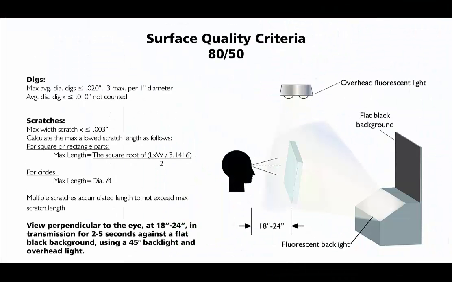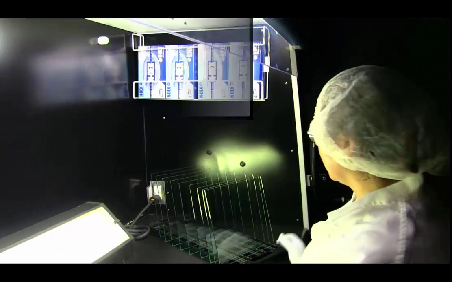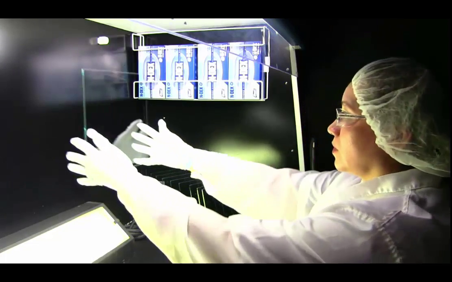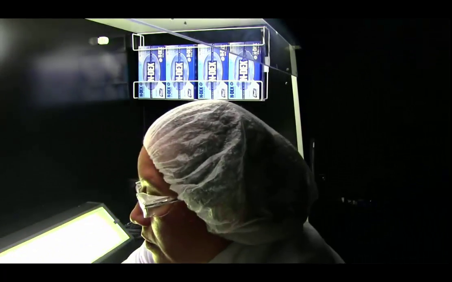8050 Surface Quality Criteria utilizes an overhead fluorescent diffused light source and rear 45-degree mounted fluorescent backlight and a flat black background. Parts are viewed perpendicular to the eye, 18 to 24 inches or arm's length distance in transmission for a period of 2 to 5 seconds. 8050 inspection begins by turning on the overhead fluorescent light and rear fluorescent backlight. The fluorescent backlight and overhead light in combination allow for the proper lighting environment to view parts in 8050.